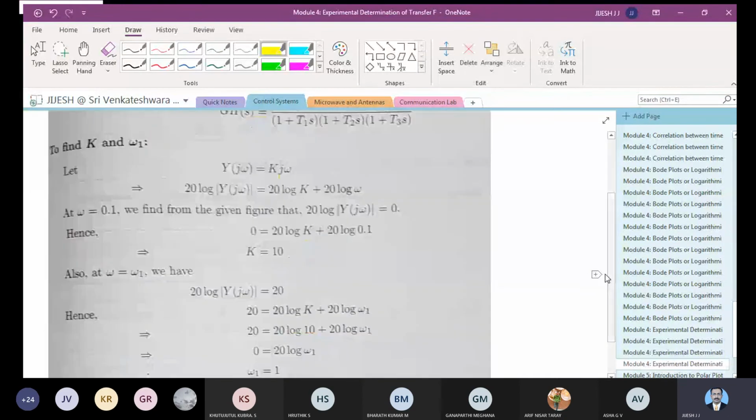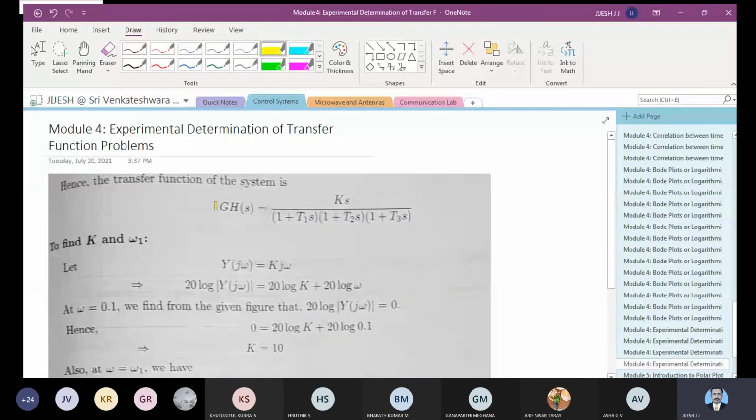Now you need to arrange these terms in the form of a transfer function. So when you have got all the terms, you can say that GH of s is equal to Ks divided by, in the denominator you have three terms: 1 plus s by omega 1, 1 plus T2s, and 1 plus T3s. So you need to arrange these terms in the denominator, and now we have to go about finding the values of K and omega 1. So you need to find the value of K and omega 1.